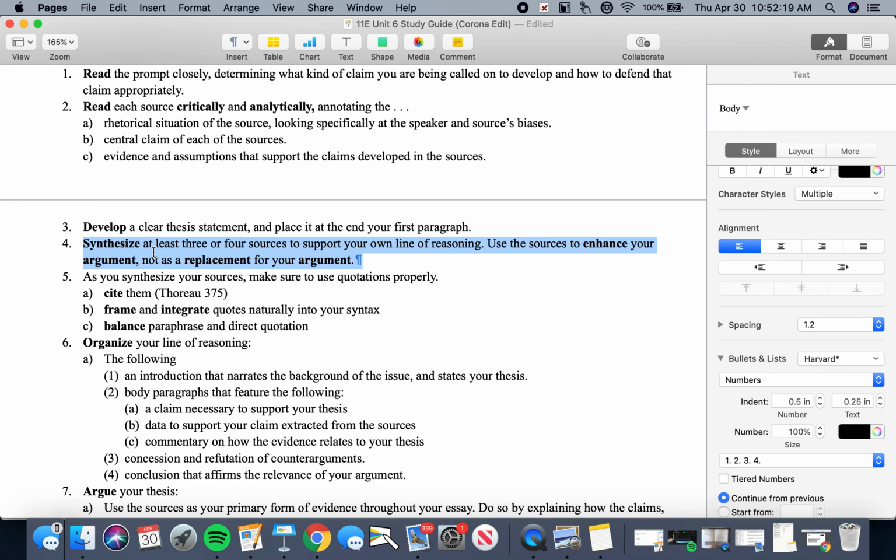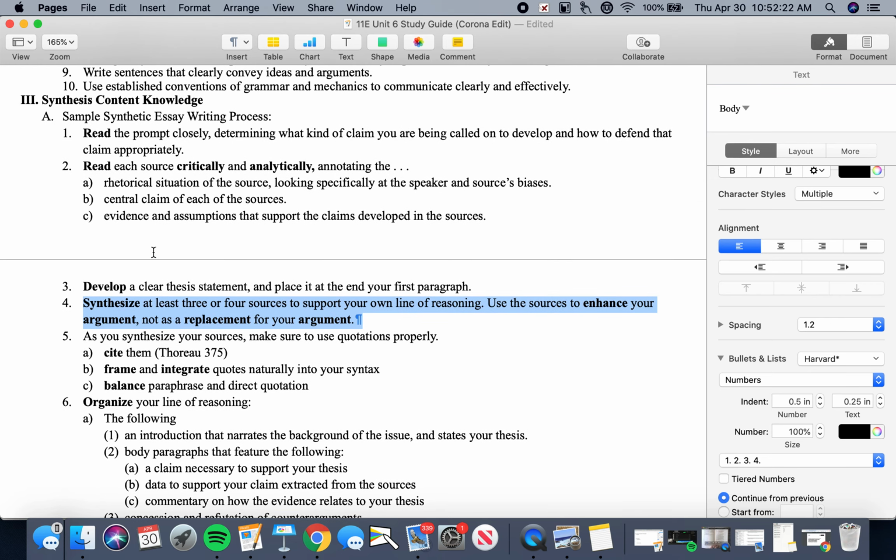Or for you honors students who are actually going to be writing your synthesis essay in response to one that you already have outlined, right?